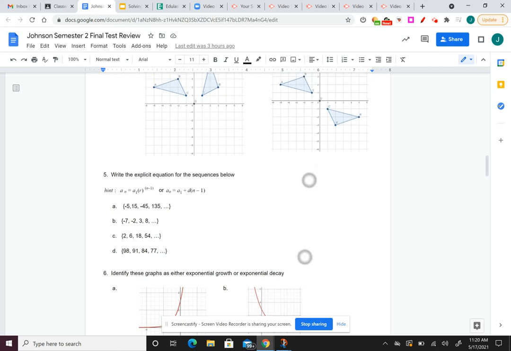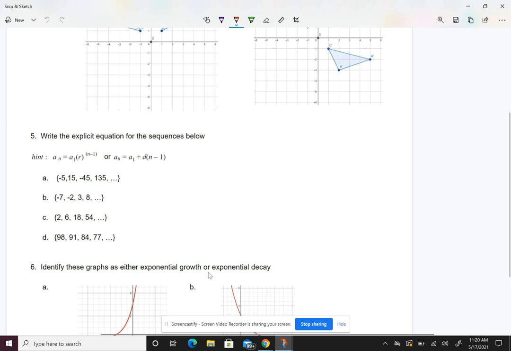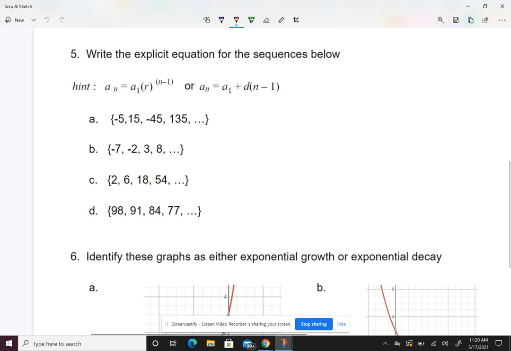All right, guys, for number 5, what we want to do is write the explicit formula. Make sure you write this down in your notes, because here's the explicit formula right here. This is the geometric, and this would be the arithmetic. Please make sure you have these written down.